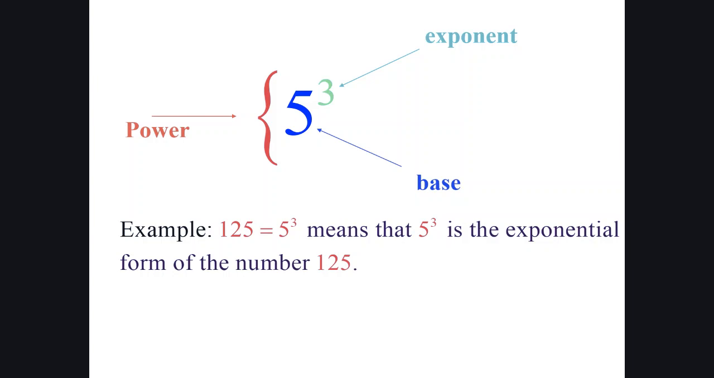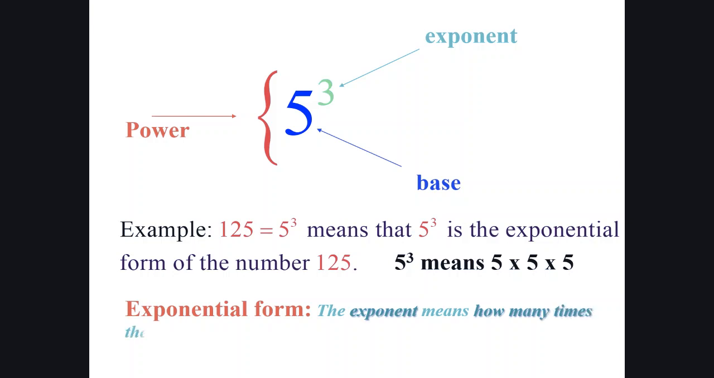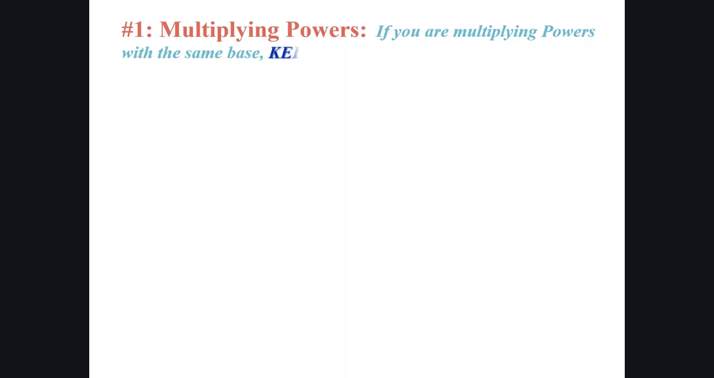So as an example, 125 equals 5 to the third power, which means that 5 to the third power is the exponential form of the number 125. So 5 to the third means 5 times 5 times 5. So the exponent means how many times the base multiplies itself. So there are some rules about how to work with exponents.